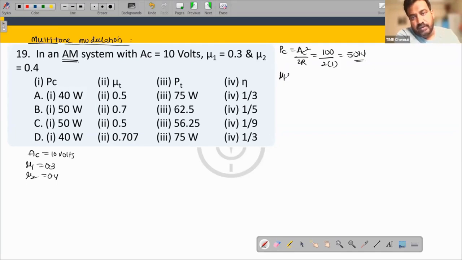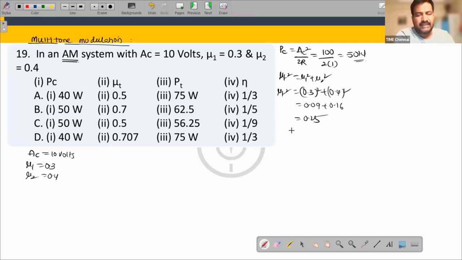Next, mu t. Mu t square is mu1 square plus mu2 square, that is 0.3 whole square plus 0.4 whole square, 0.09 plus 0.16, 0.25. Mu t is 0.5. Obviously, once this is done, this should be the answer from the options. Anyways, we'll find the other also.